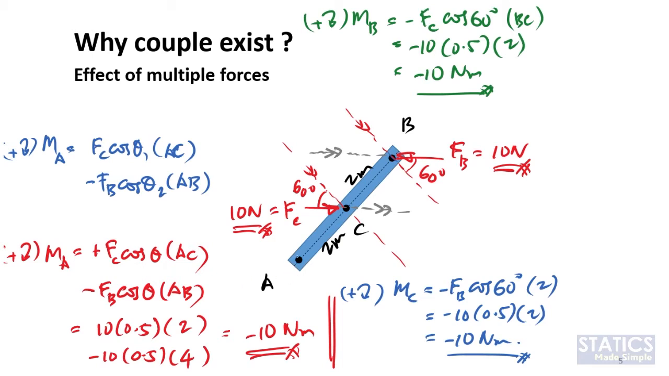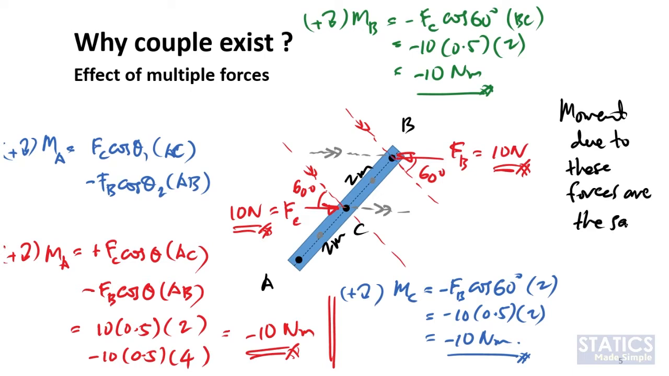So moment at A will still give us minus 10. Moment at C also minus 10. Moment at B is minus 10. But we can do the same calculation anywhere. At this point, or in between, it does not matter. So this tells us one thing, which is that the moment due to these two forces will be the same anywhere. Not just that, it is no longer point dependent.